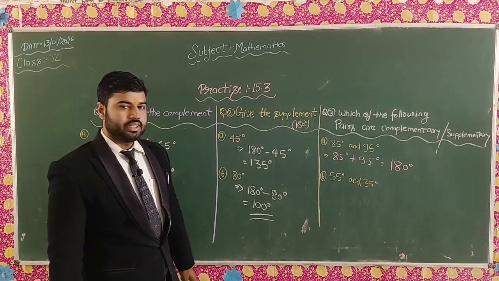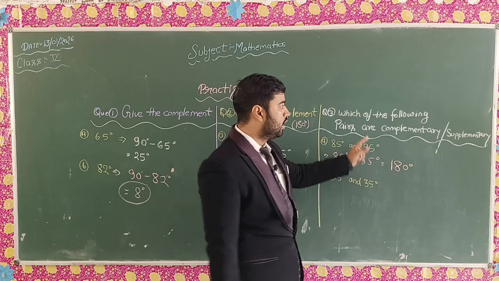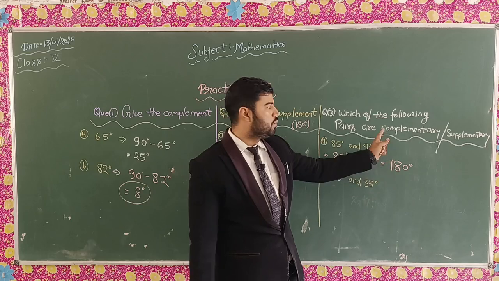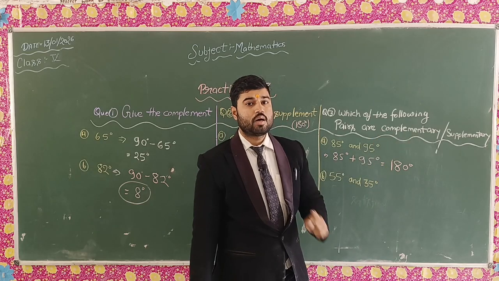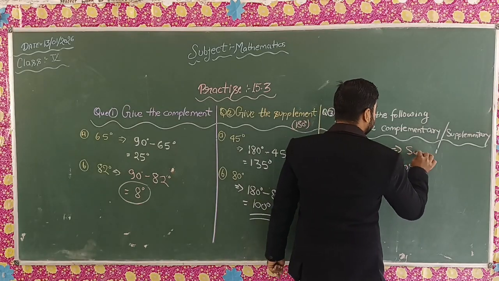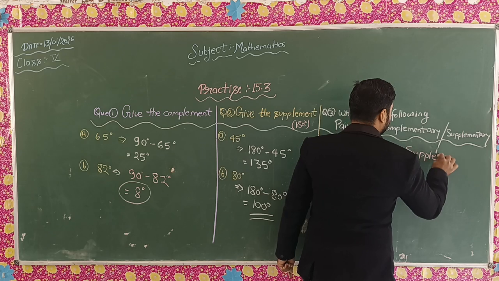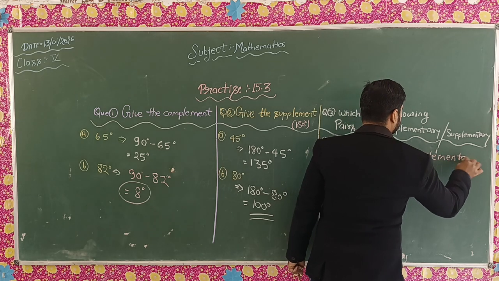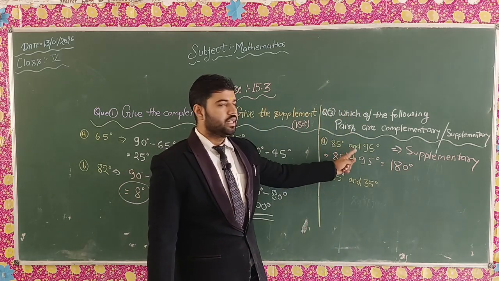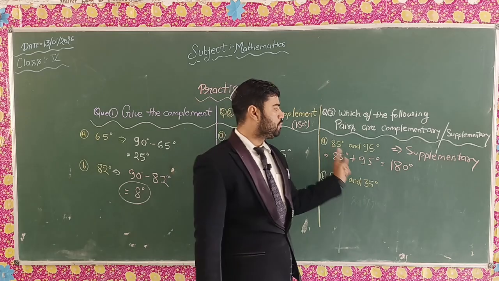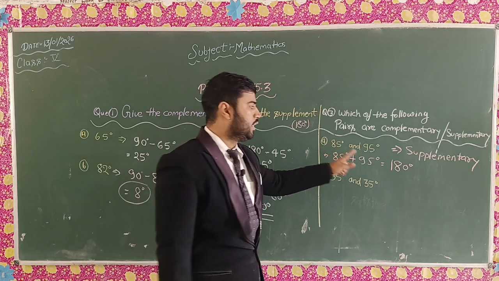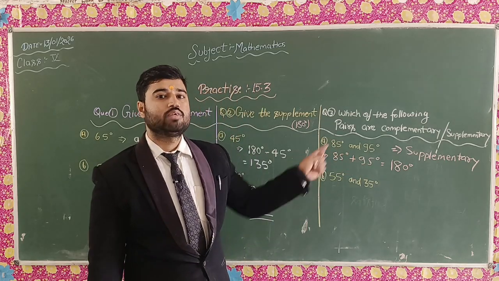Now, for which of the two do we need 180 degree, complementary or supplementary? Supplementary. Then this pair is called supplementary, because the sum of this pair is equal to 180 degree. If the sum comes to 180 degree, then it is supplementary.